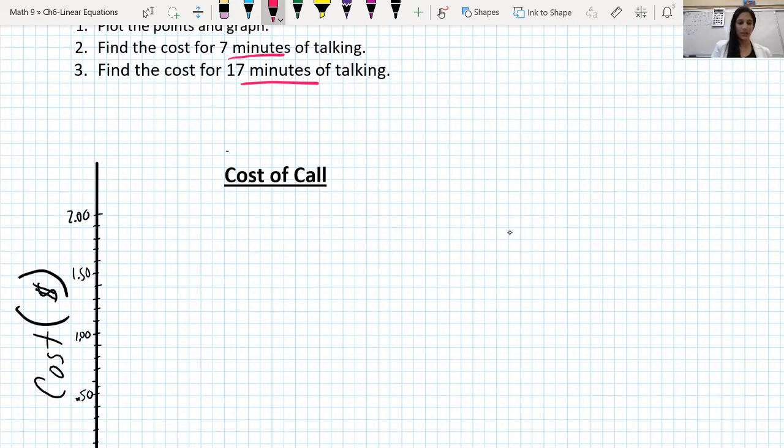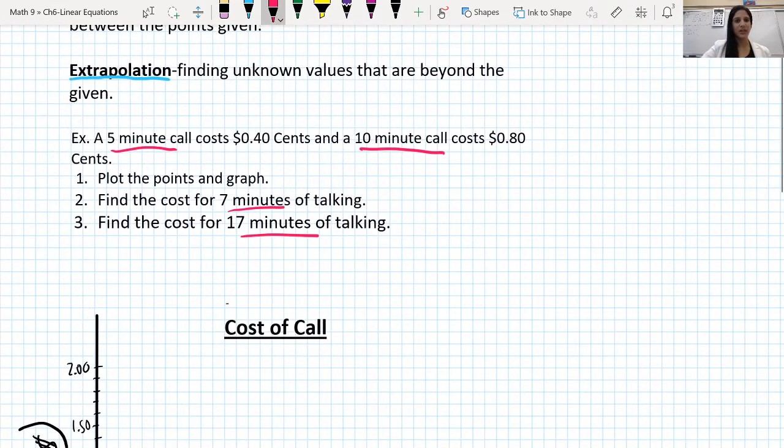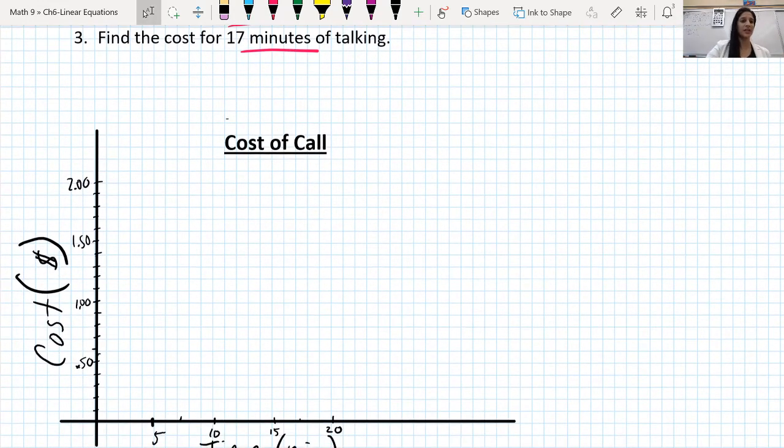So I've already labeled it and just written in 5, 10, 15, 20. And then for the cost, we're talking about values such as 40 cents, 80 cents, and then we know that it's probably going to be around a few dollars if we're looking at the values, because we're going all the way up to 17 minutes. If 10 minutes cost 80 cents, then 17 minutes, we get an idea of how much that's going to be. So to go up to $2 on the left-hand side here is quite reasonable.